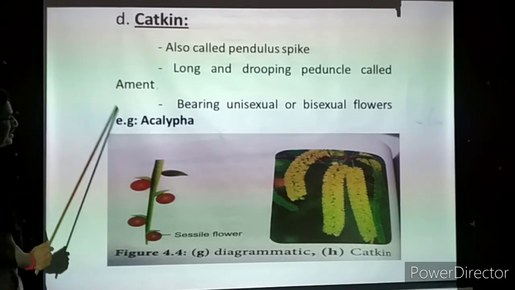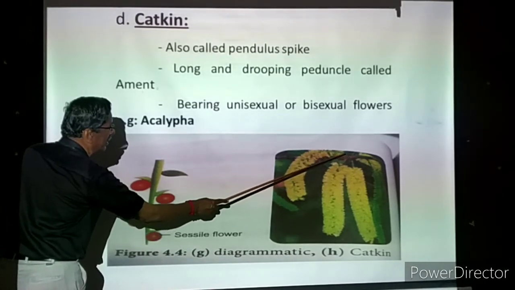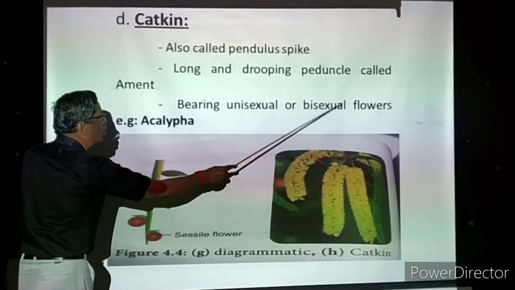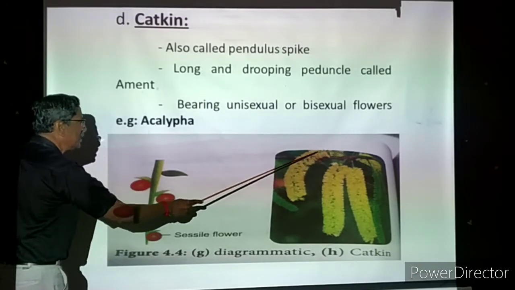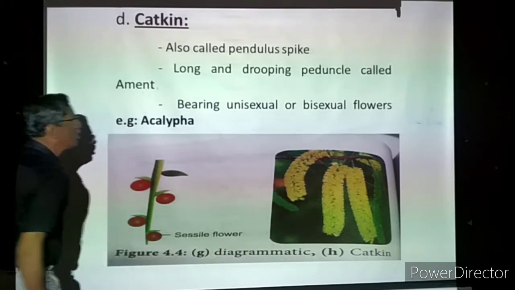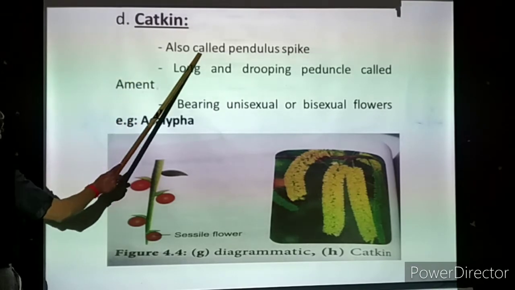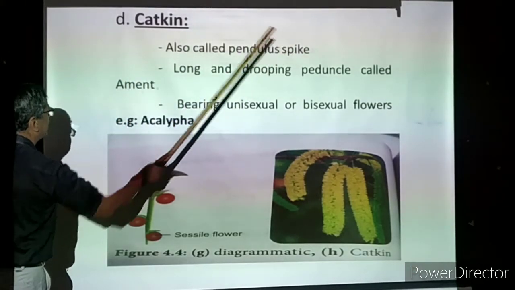But in some cases, this is the peduncle. Okay, now this is the base. Here only the base of the peduncle is there. But the peduncle is not growing straight upward. The peduncle is bending downward and growing downward. That is called pendulous, like a pendulum. A pendulum is something hanging, no? Like that. So it is also called a pendulous spike.